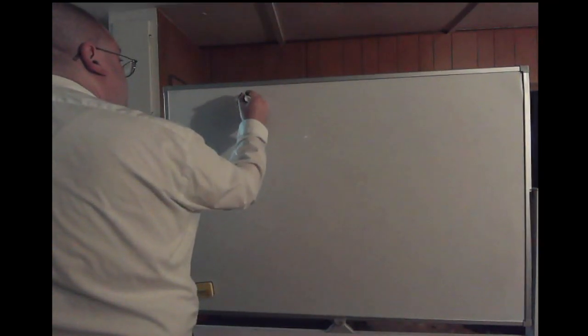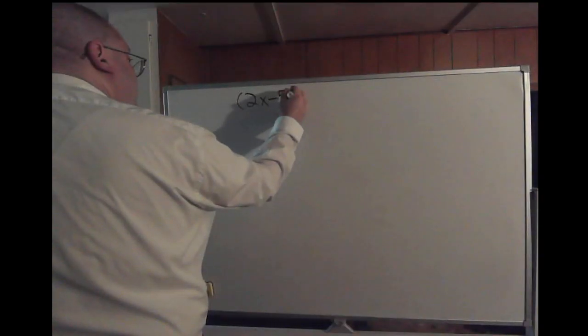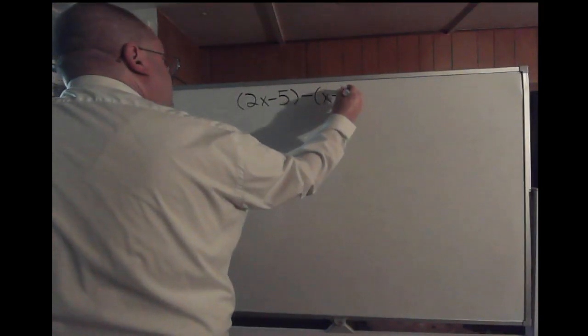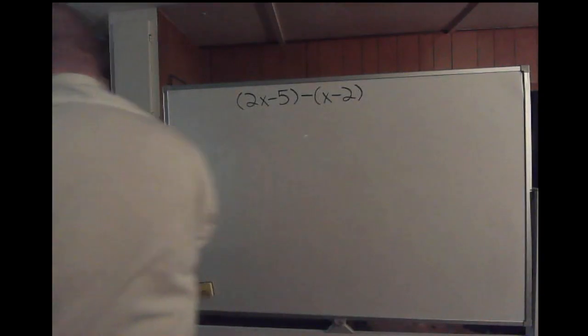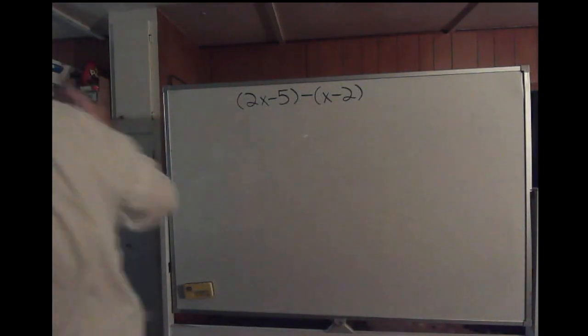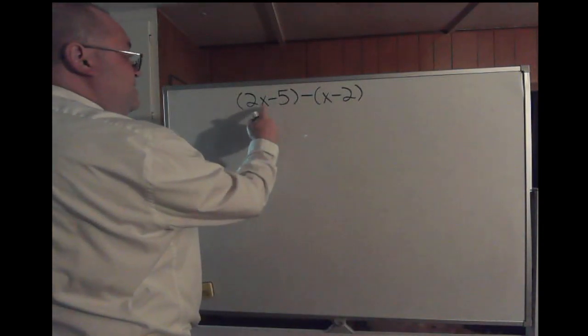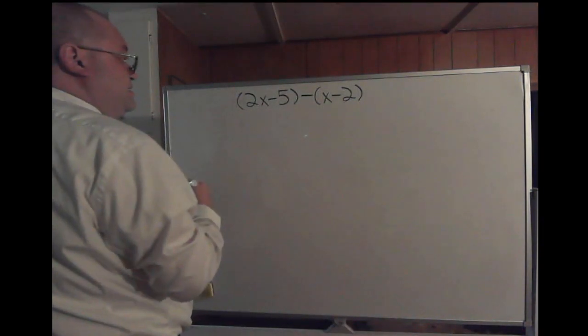So let's say you have something like 2x minus 5 minus x minus 2. Well, in something as simple as this, you have just a variable and a constant. You have the same variable x and then a constant.